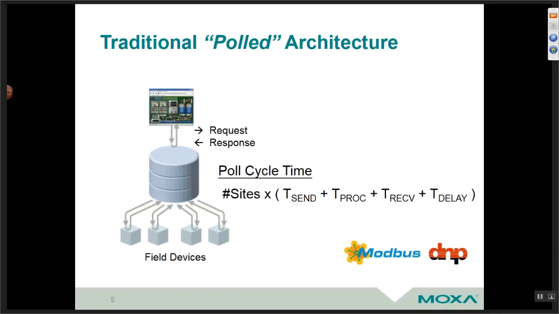That response has to be sent back to the SCADA host, the SCADA master, and then there's some turnaround time on that. That means you have to have a little bit of time delay between responses. Some of you who know Modbus know that it takes 3.5 character times on a serial link for that. That would be an example of that turnaround time. So that's a little bit of our challenge with the poll type of architecture.